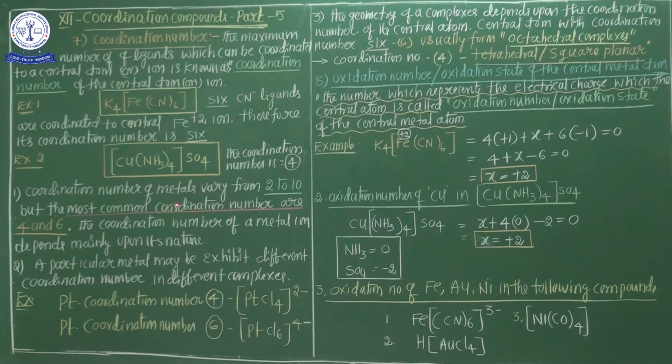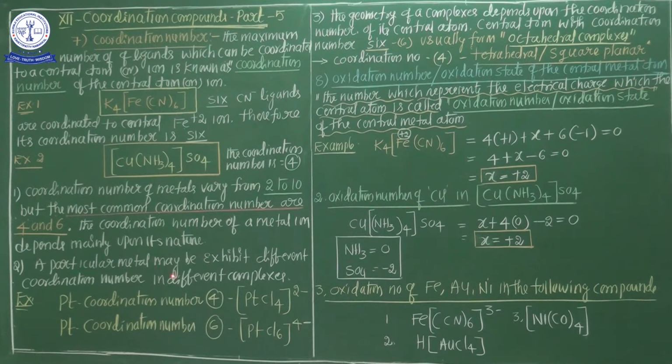The coordination number mostly depends on the nature of the compound. This is another important part. And one more important point: the coordination number may be influenced by temperature, pressure and the nature of the solvent. Now see here, the most common coordination numbers are 4 and 6. Keep it in your mind.